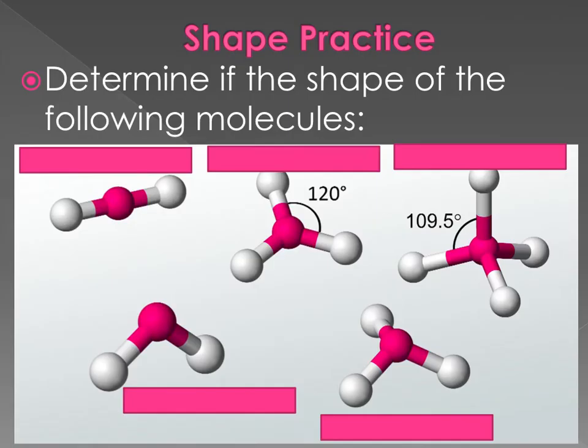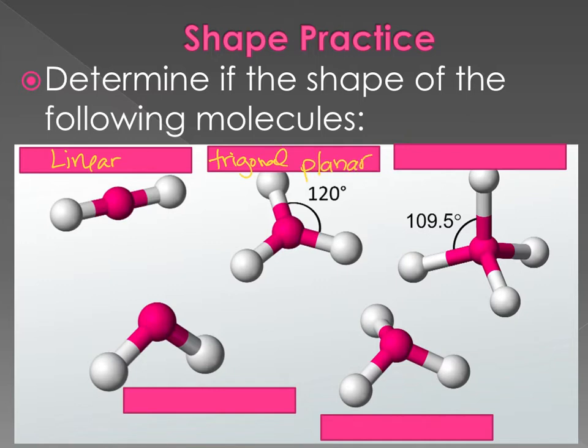So take a second, pause the video, and see if you can determine the molecular shapes of these 5 examples. All right, here we go. So the pink being the central atom, we have 2 things coming off the central atom in this first example, so that makes it automatically linear. And in this second example, we have a 120-degree angle, 3 things coming off that central atom. So that would be trigonal planar.